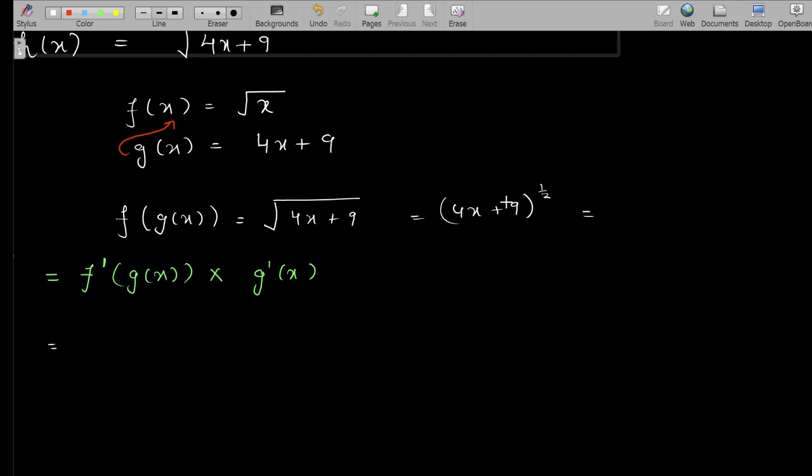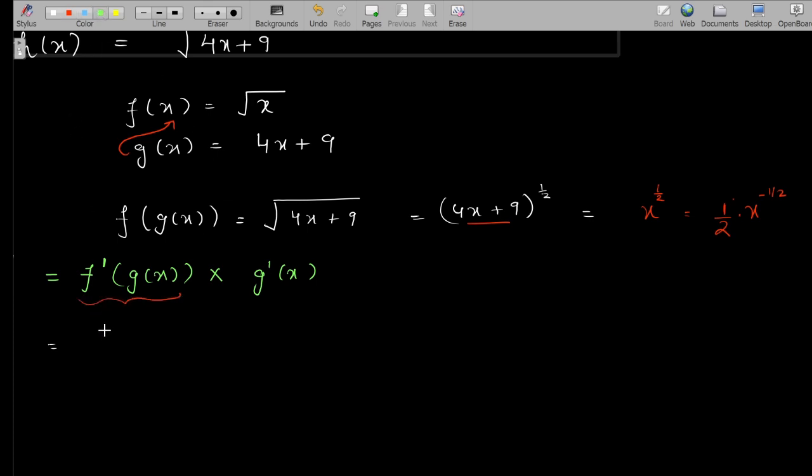I have to find the derivative of each thing. So now just think of this problem as finding the derivative of x raised to 1/2. So won't that be 1/2 x to the power of negative 1/2? Yes, 1/2 times x raised to negative 1/2. And in place of x, you have 4x plus 9. So in your answer, replace x by 4x plus 9. That will be this term.